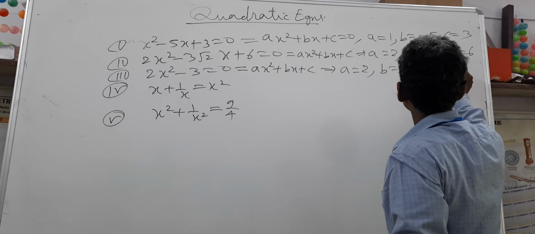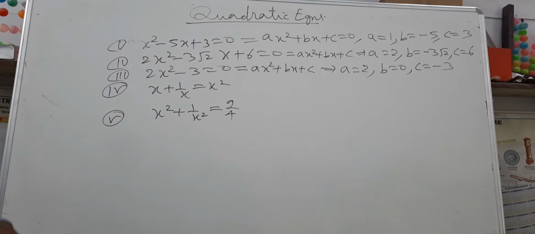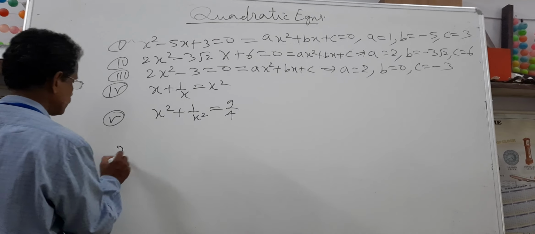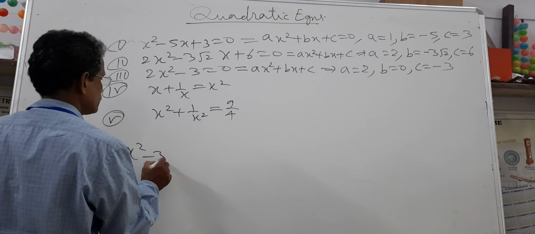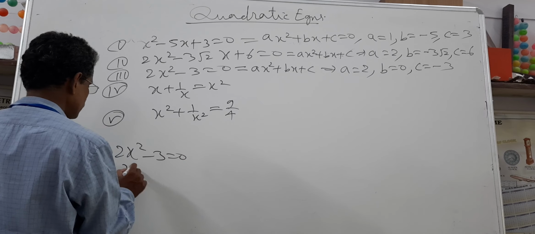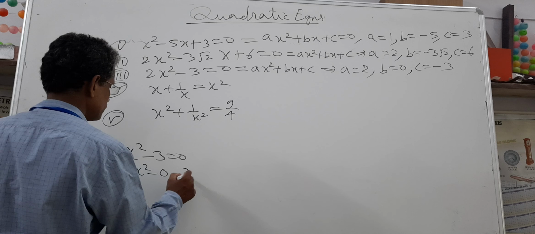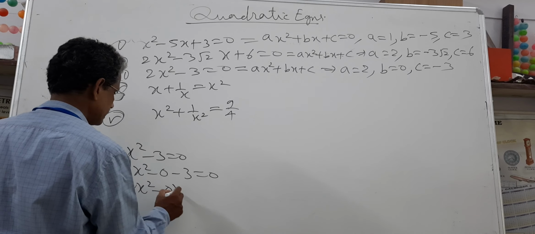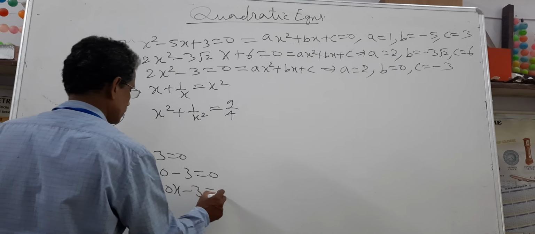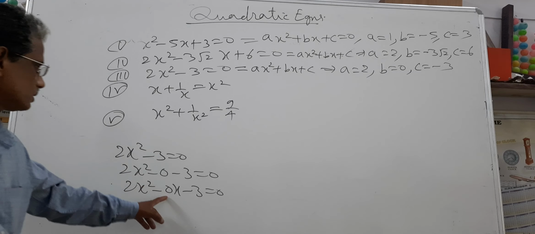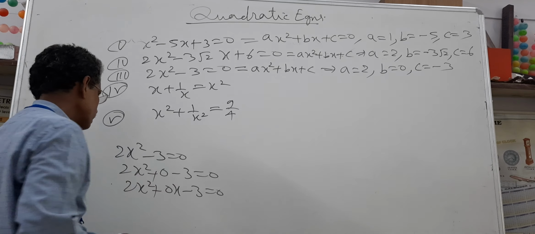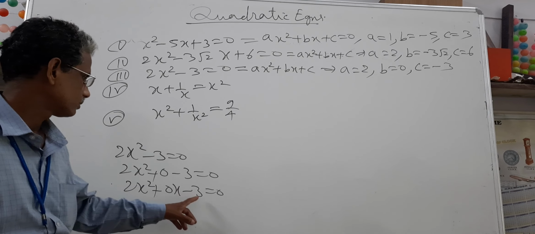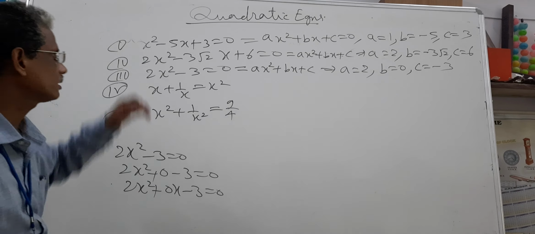If any term is absent in a polynomial or equation, the coefficient of that term is considered as 0. Like this, 2x square minus 3 equal to 0 will be 2x square minus 0x minus 3 equal to 0. a is 2, b is 0, c is minus 3. It is also quadratic.